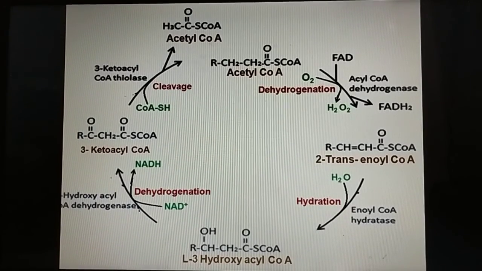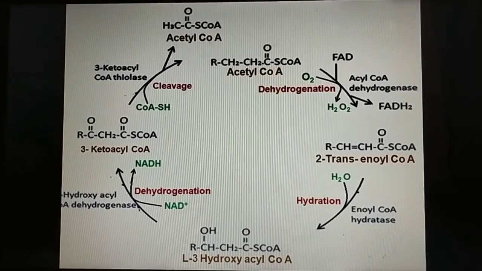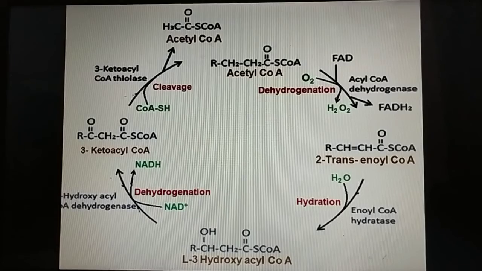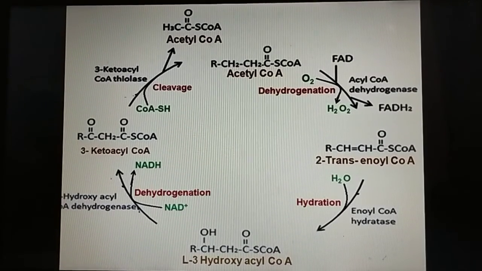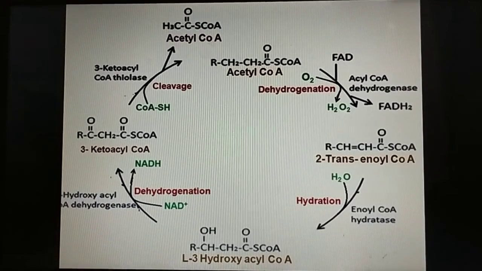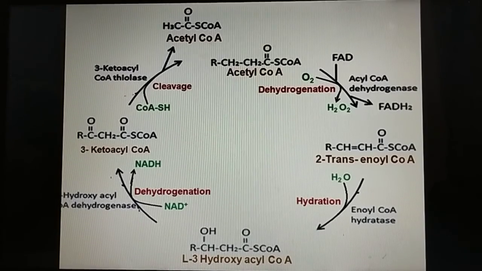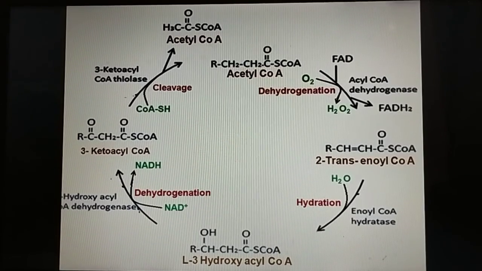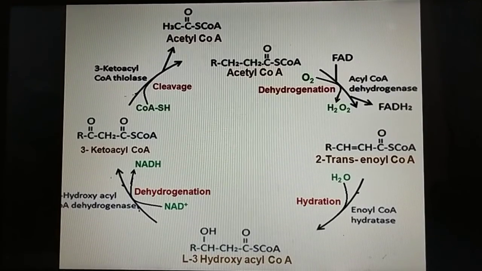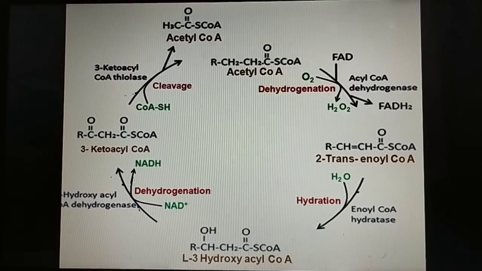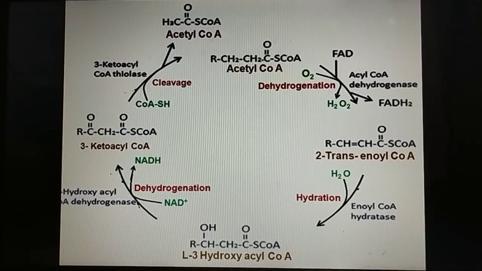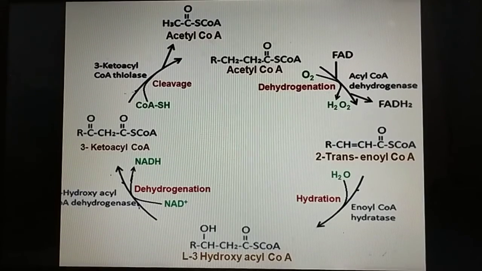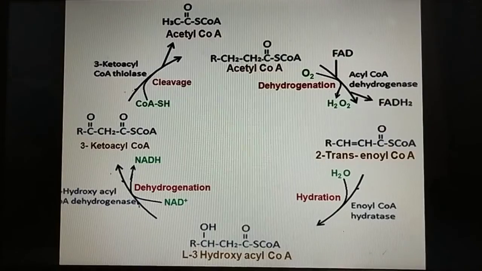Now, acyl coenzyme A is converted into 2-trans-enoyl coenzyme A in the presence of acyl coenzyme A dehydrogenase, and one molecule of FAD is involved. The 2-trans-enoyl coenzyme A is converted into hydroxyacyl coenzyme A in the presence of enoyl coenzyme A hydratase, and hydroxyacyl coenzyme A is converted into ketoacyl coenzyme A in the presence of hydroxyacyl coenzyme A dehydrogenase, and then generation of the acetyl coenzyme A. The entire beta oxidation can be divided into 4 stages: dehydrogenation, hydration, dehydrogenation by NAD, and cleavage.